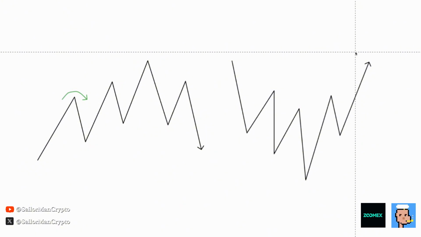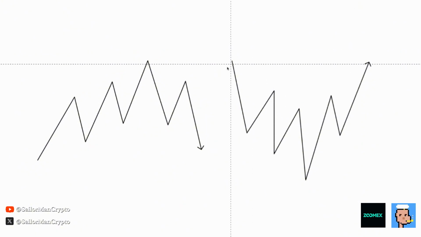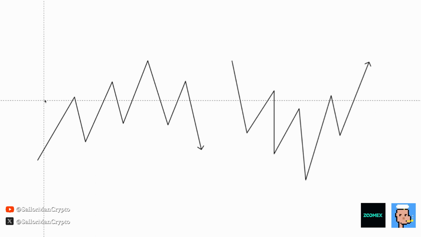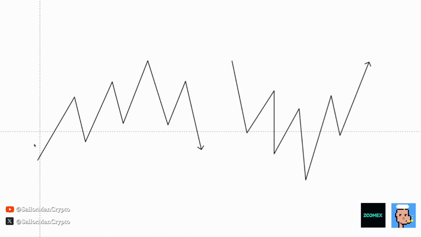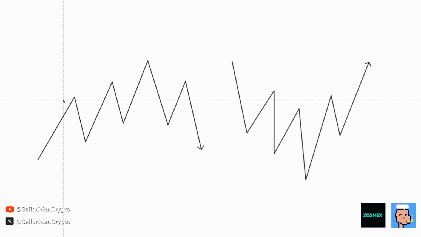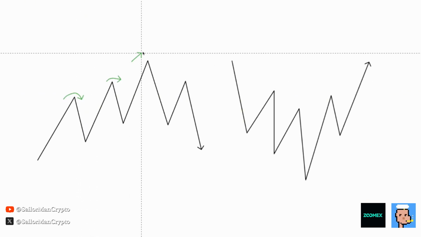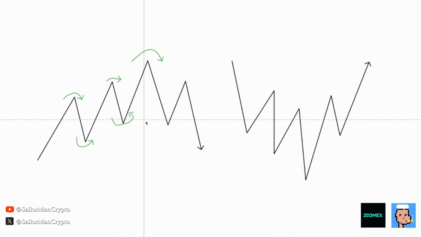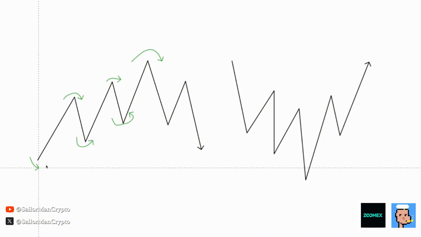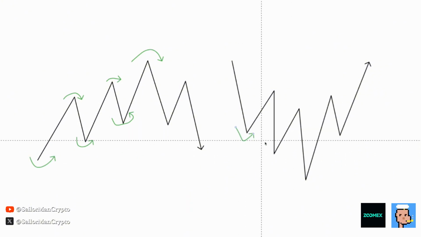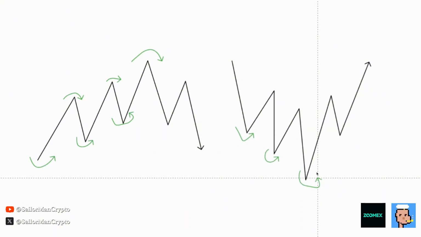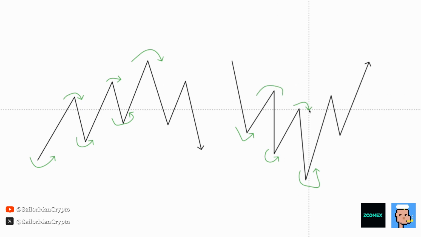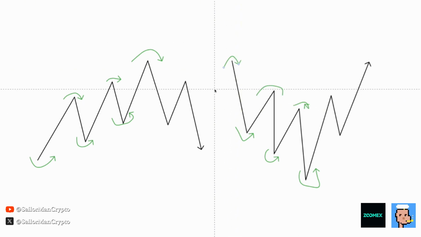So some key components of these 3 drives are, of course, the 3 drives themselves, which should have a structure. So the 3 drives should have the 3 higher highs in this case, and the 3 lower highs, sorry. And in this case, the 3 lower lows are followed, structure-wise, by the 3 lower highs.